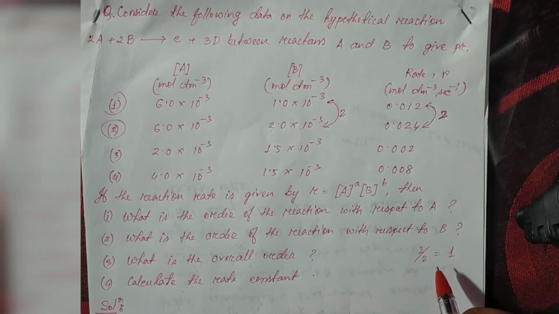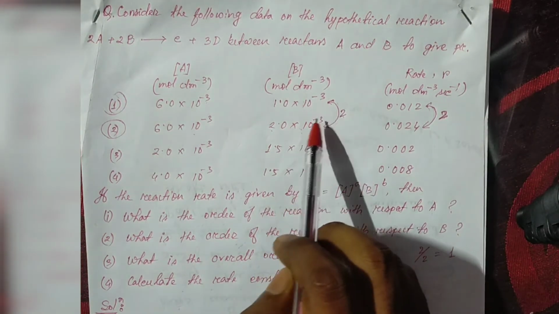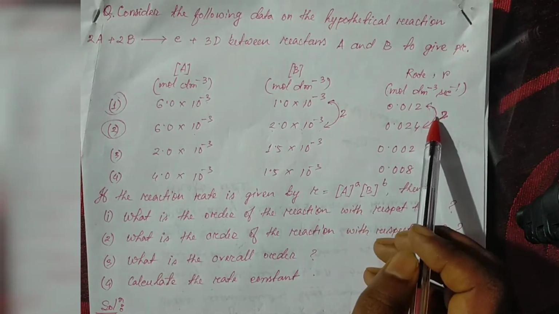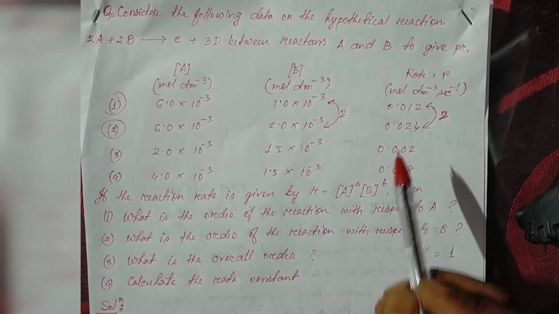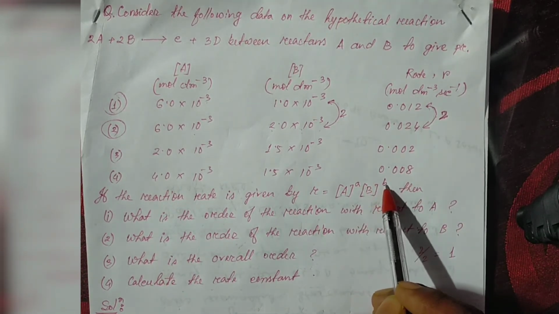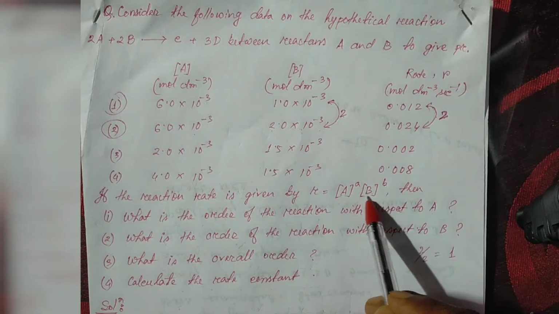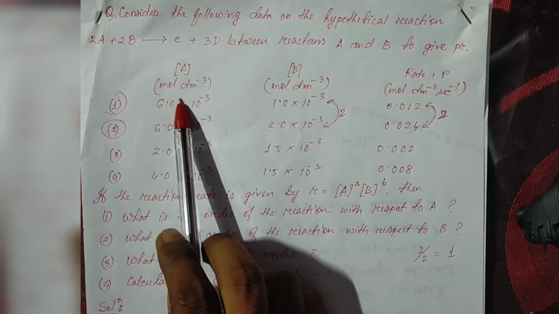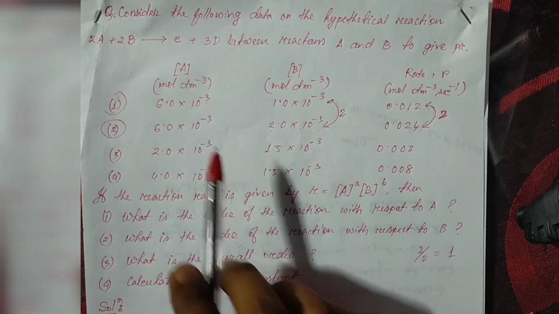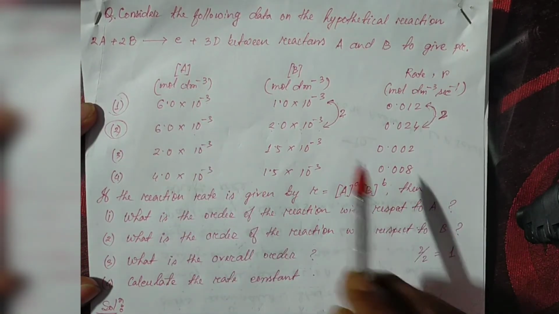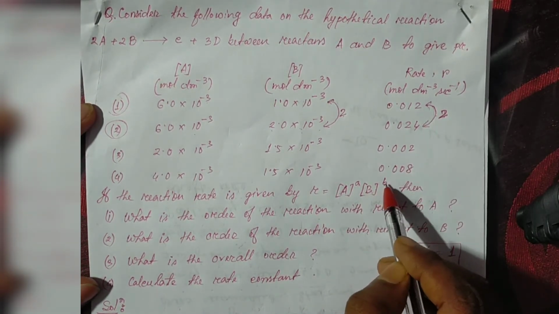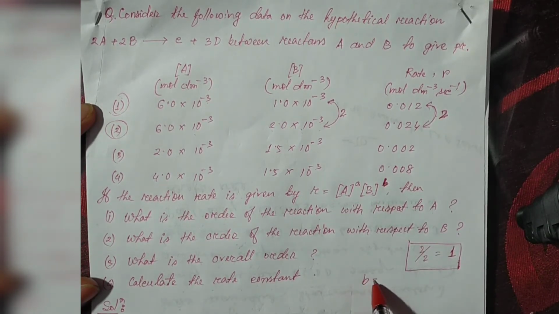So when we double the concentration of B, the rate doubles. This small b indicates B, and the small a indicates the concentration of A. As the concentration of A is constant, there is no need to think about it, just think about B. When you divide 2 by 2 you get 1, so small b will be equal to 1.